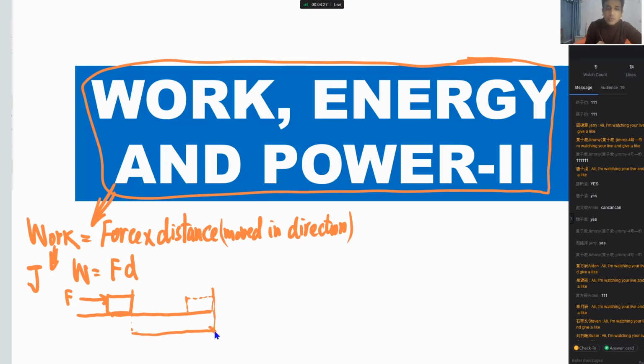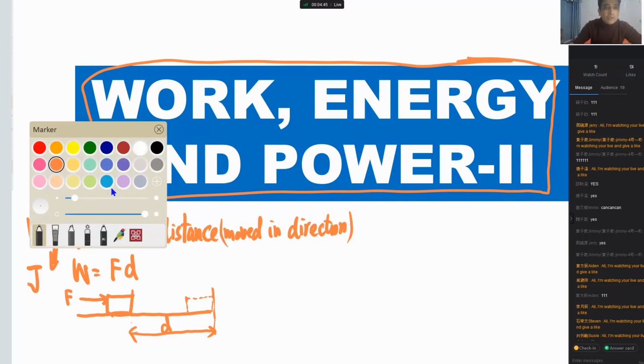So what is the work done? Work done is simply force times distance. This is the distance. So W is equal to Fd. This is what you need to understand about work done. So you need to take distance moved in direction of force. So that's the main point. Let's go to the next one.